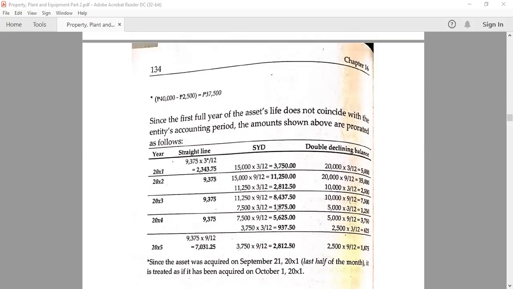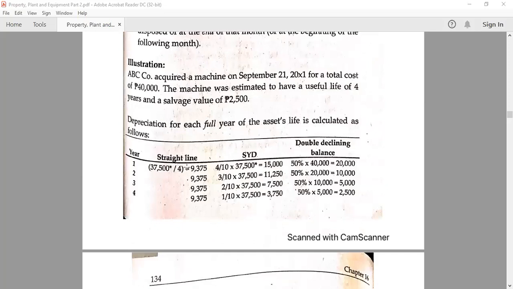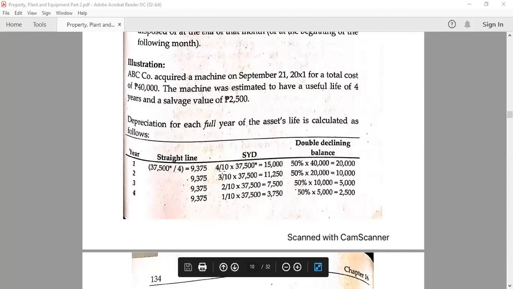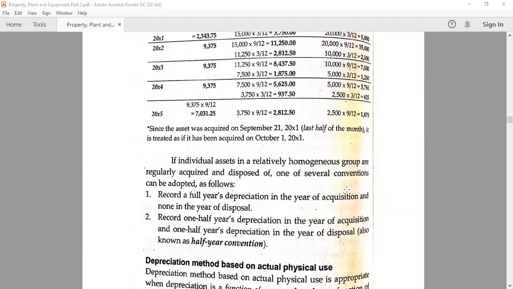Going back, for straight line, it is simply the annual times 3/12. For SYD, we computed the 4/10, and on top of that, there's 3/12. All right, and please take note there is salvage value. So we use our depreciable amount for straight line and SYD, but for double declining, we use the cost of 40,000 and carrying amount for the next years all throughout. All right, so that's our usual setup.